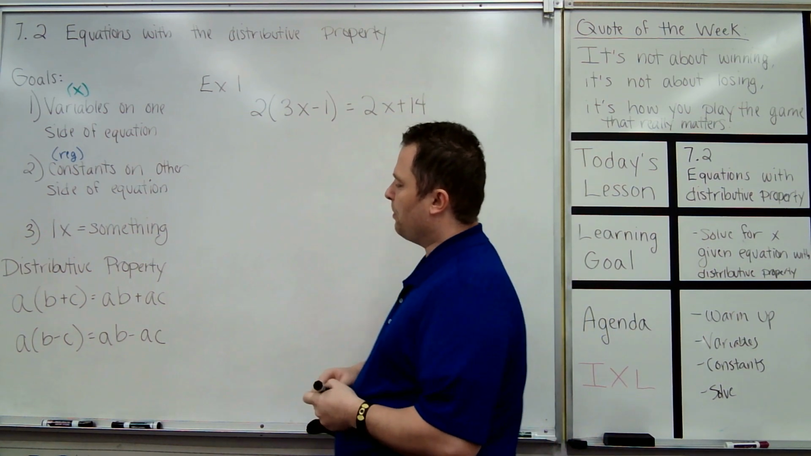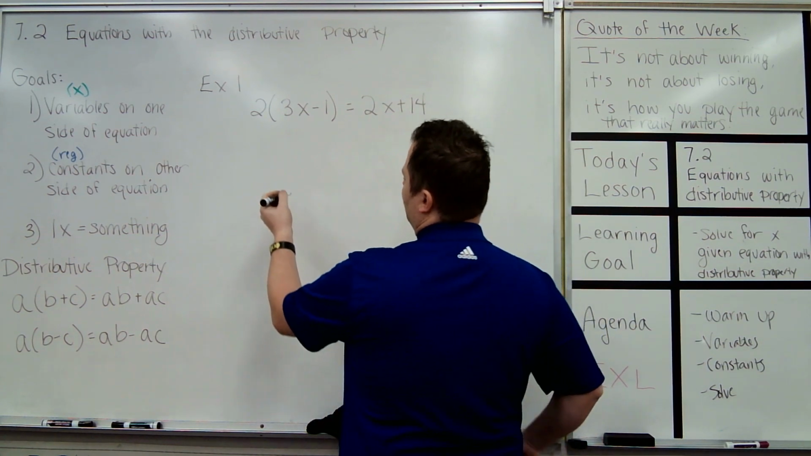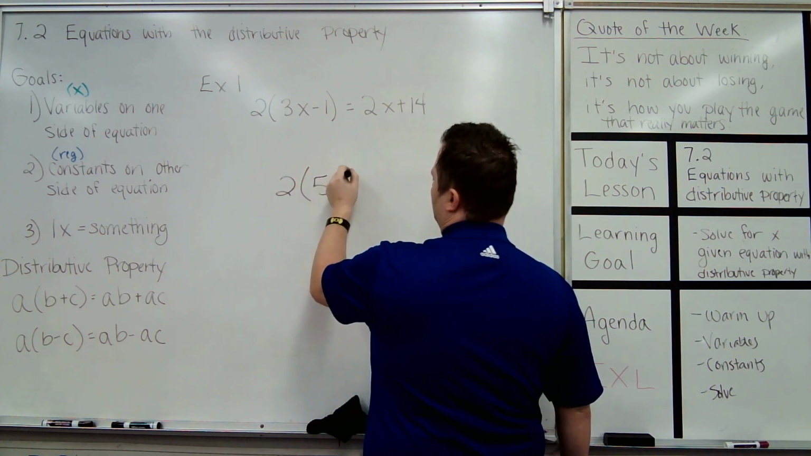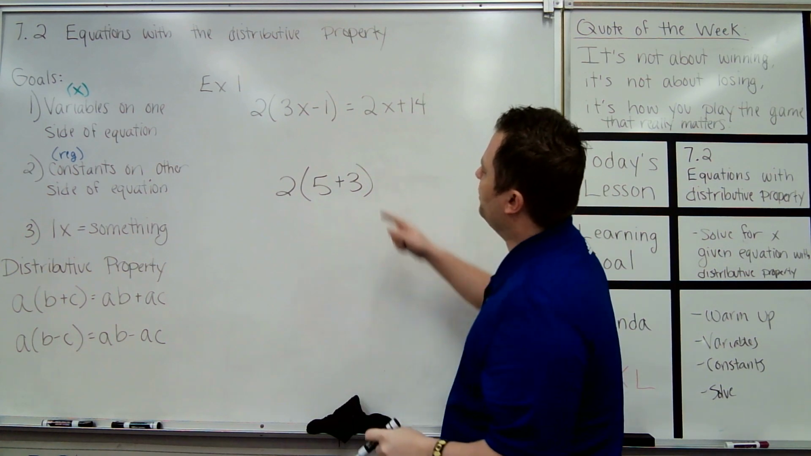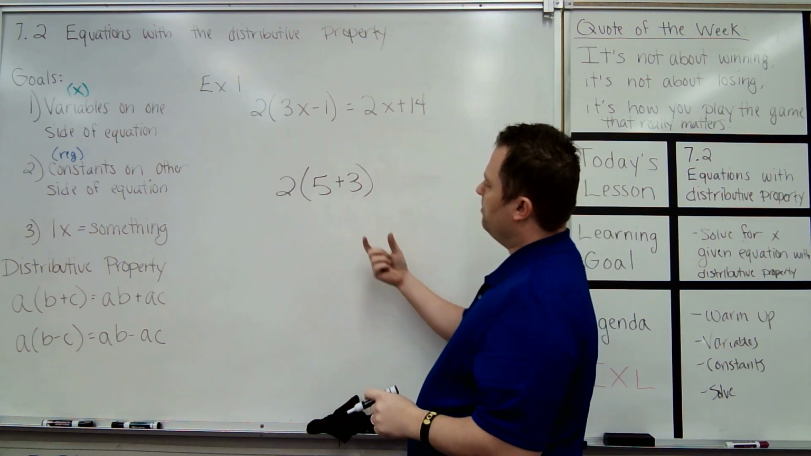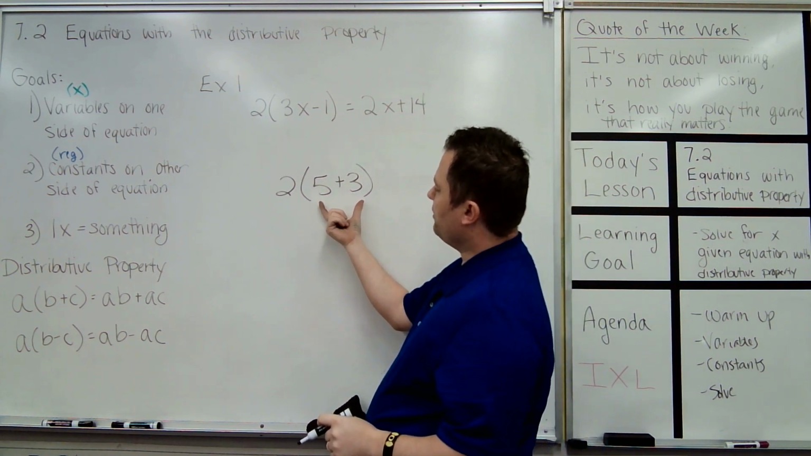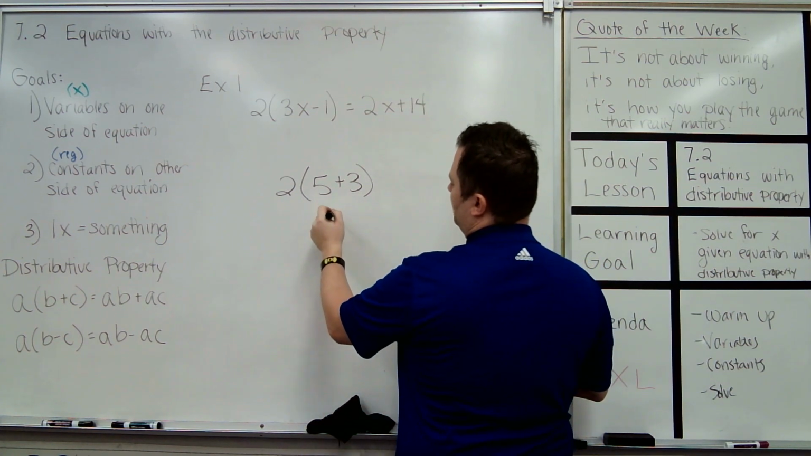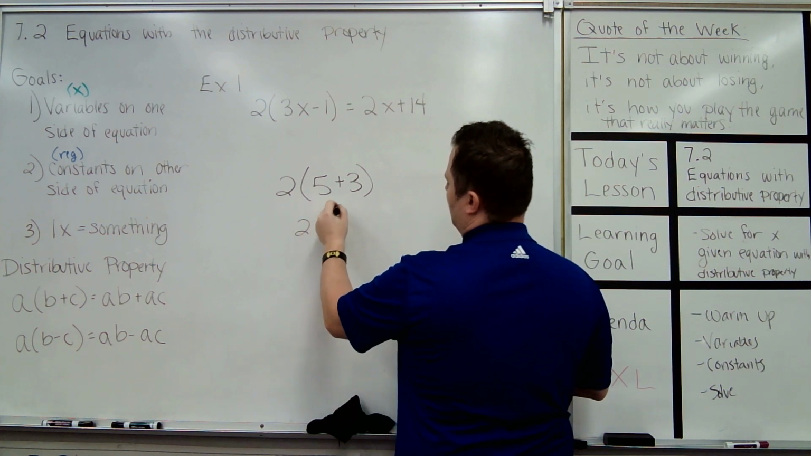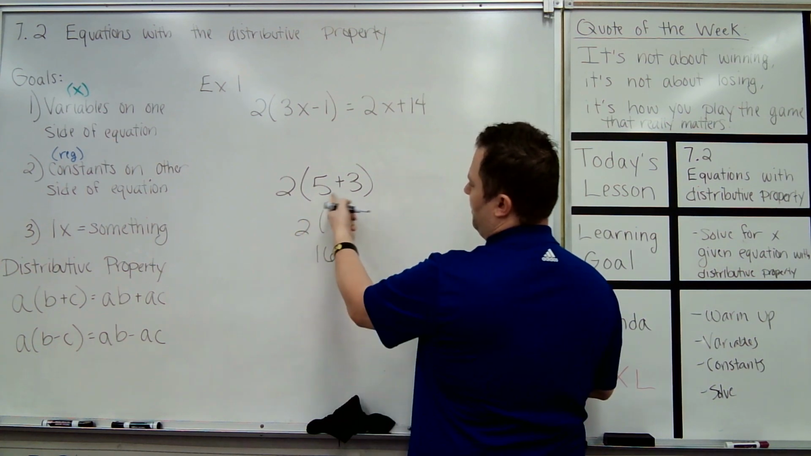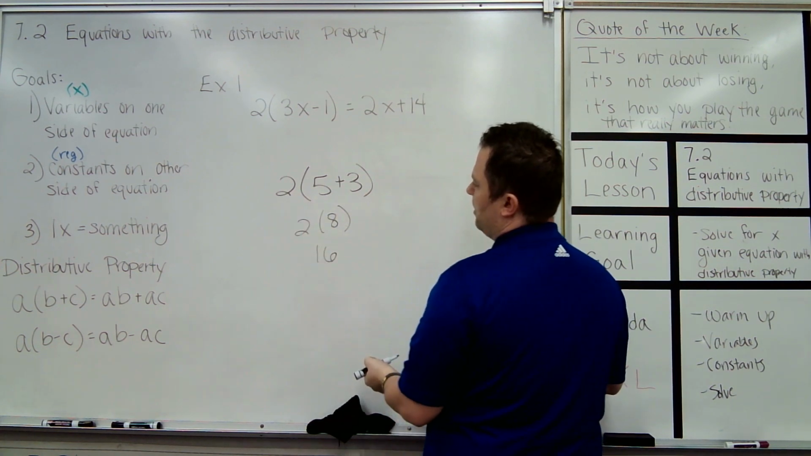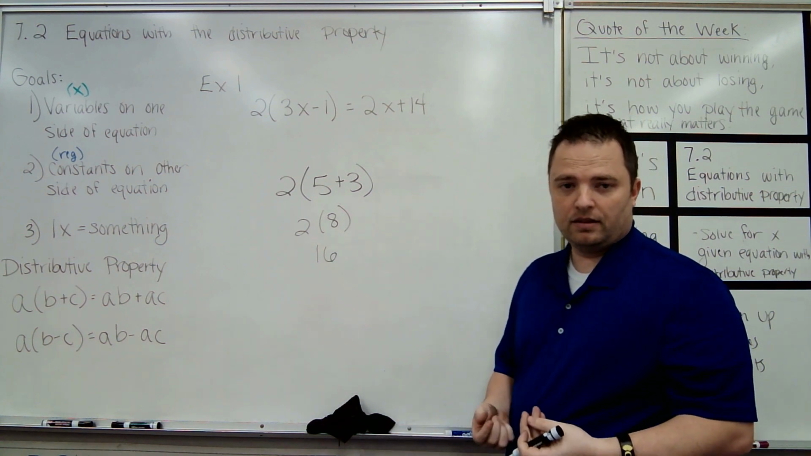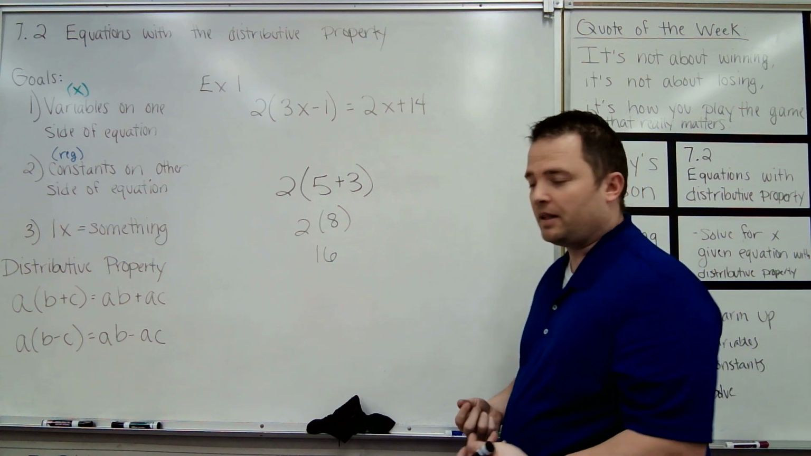So the distributive property basically says, if you have something like, I don't know, 2 times 5 plus 3. Okay, we're going to ignore this top equation for a second. In math, what we were taught to do is PEMDAS, right? We would do the addition first: 5 plus 3 is 8, and then 2 times 8 is 16. What the distributive property says is it gives me an opportunity to rewrite something.